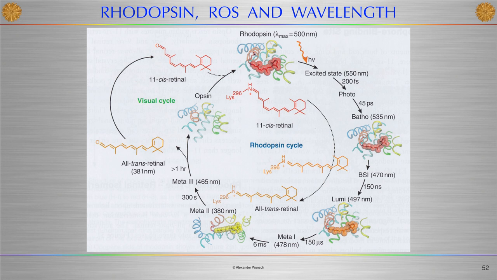Maybe you can understand that we have different absorption spectra for the different intermediates. And what does it mean? If, let's say, the Meta III, which has a lifetime between 300 seconds and 1 hour, is able to absorb a photon with 465 nanometers, what happens if this intermediate absorbs a photon? It generates a free radical. So rhodopsin itself is a photosensitizer for the reactive oxygen species production.